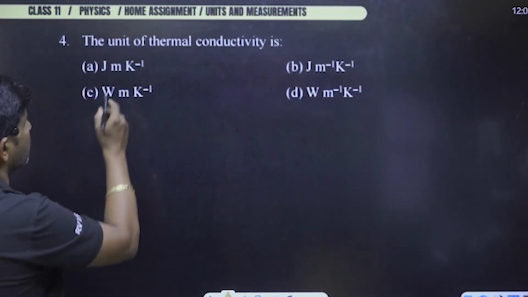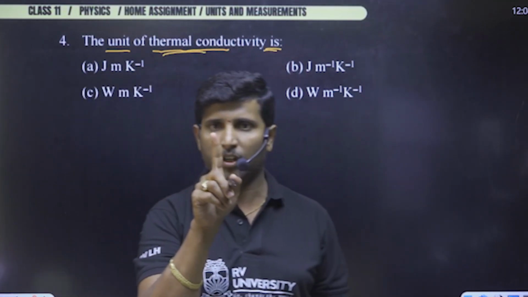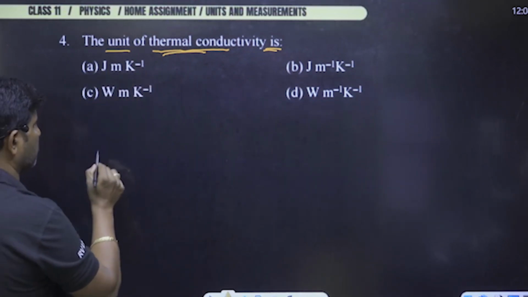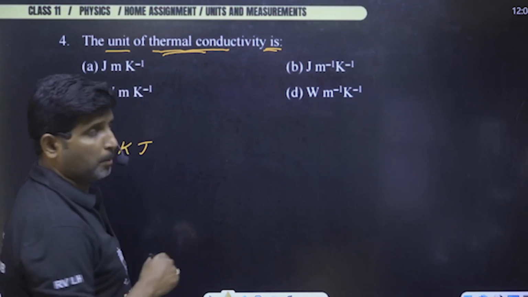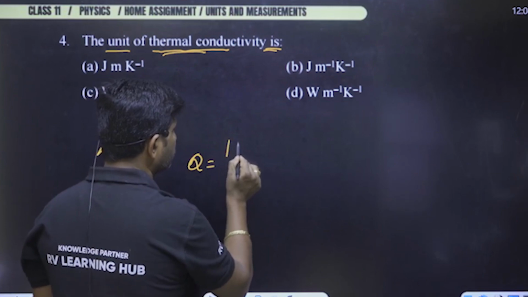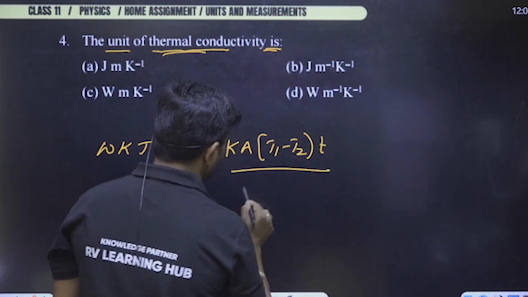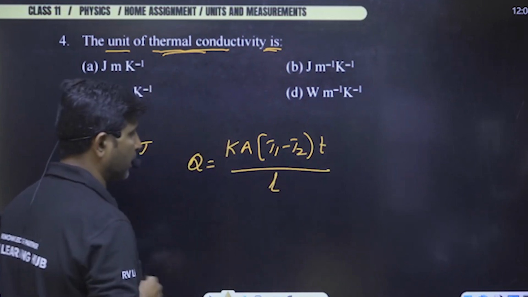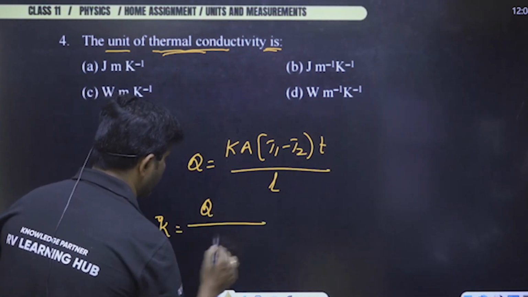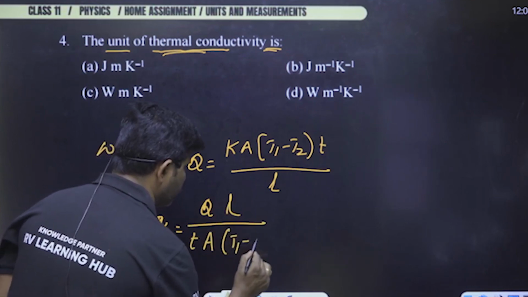What are they saying to us? The unit of thermal conductivity, they say. They are asking only what is the unit. So we have to think of the relation for thermal conductivity. See here, from thermal properties of matter, we have studied that the heat transferred is equal to K A into (T1 minus T2) into t divided by L. Therefore, thermal conductivity K can be written as Q into L divided by time t into area into temperature difference.